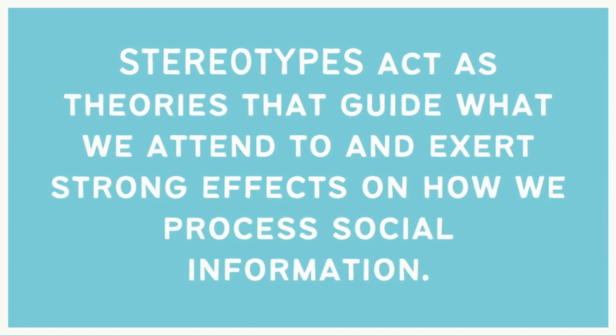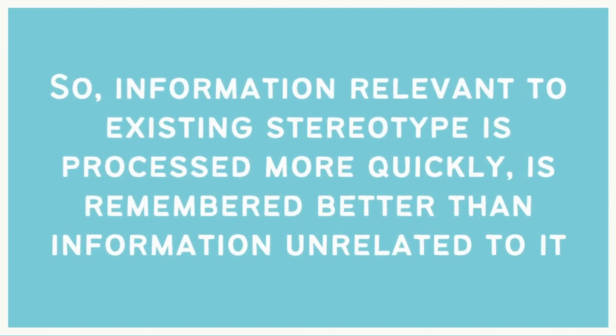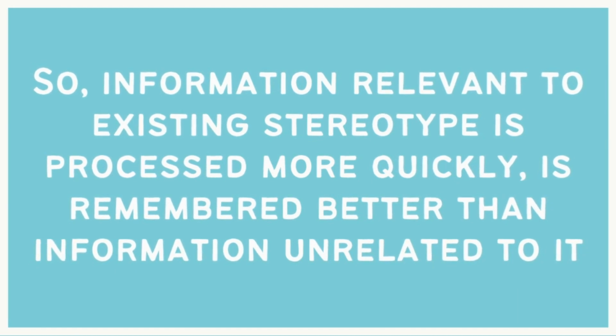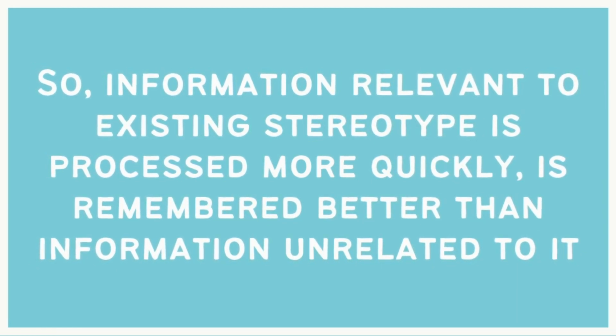process social information. So information that is relevant to an existing stereotype is processed more quickly and is remembered better than information that is not related.